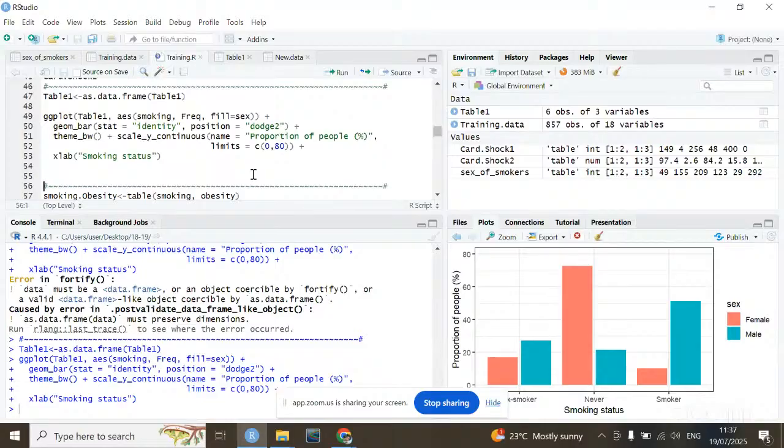For the GG plot, what you need to know, you just need to know the name of your data. If you are importing a data frame, you just need to know the name of your data, then your X and the Y. Then this other part here, they will just come naturally. If you get the command, you just change this one and change this one. This is the Y axis, this is the X.